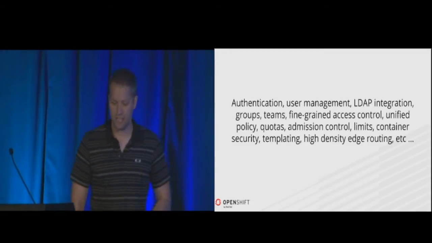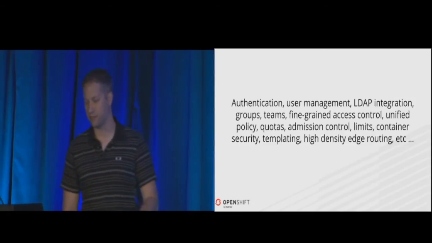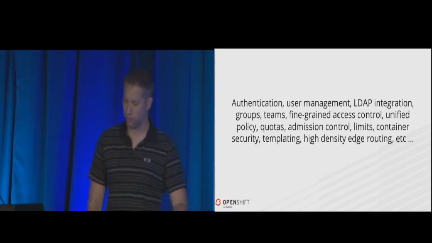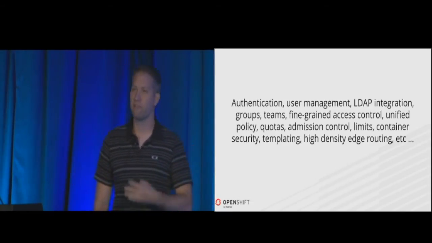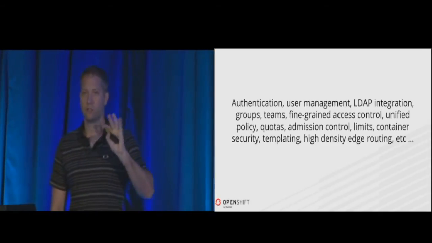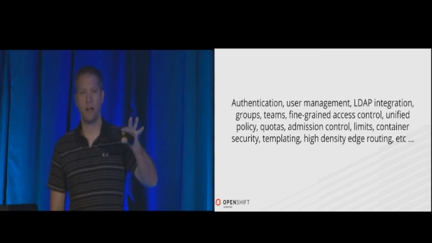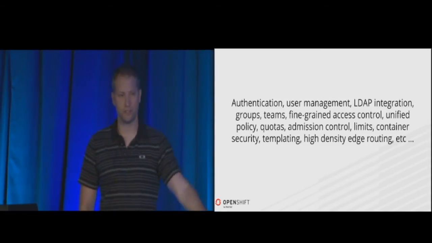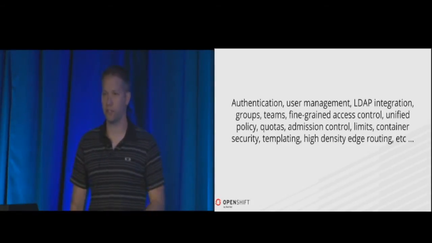What do organizations need? They need authentication, user management, LDAP, groups, teams, fine-grained access control, policy, quotas, admission control, limits, container security, templating, high-density edge routing. There were like 30 that I cut off of here. But when someone says, I want to run this software to deploy an application, that's one thing. When someone says, I want to run a software infrastructure system that everyone in my organization can use, there's a larger set of problems. And so we tried to build the basics of those into Kube.